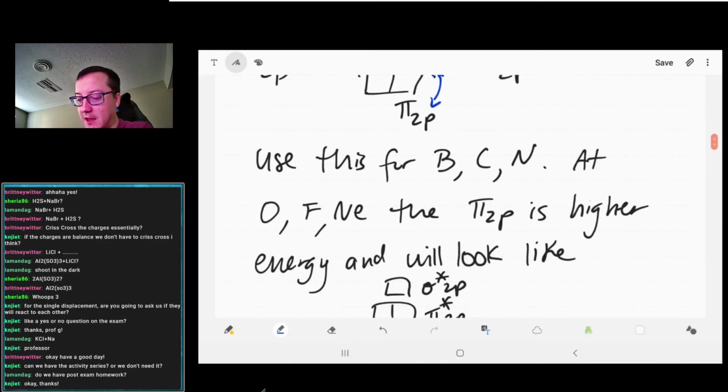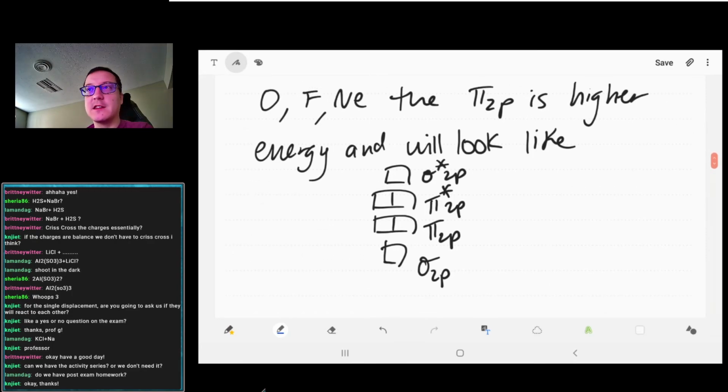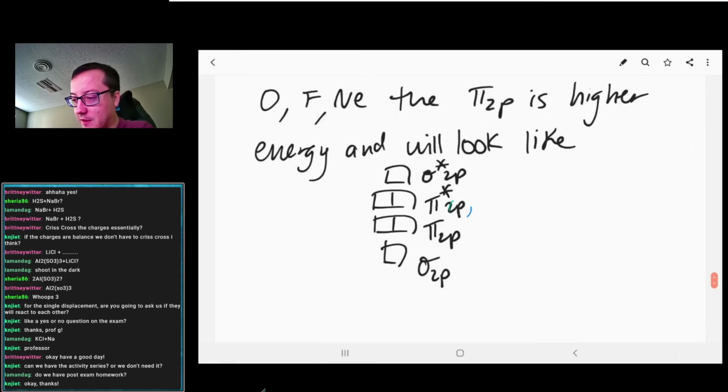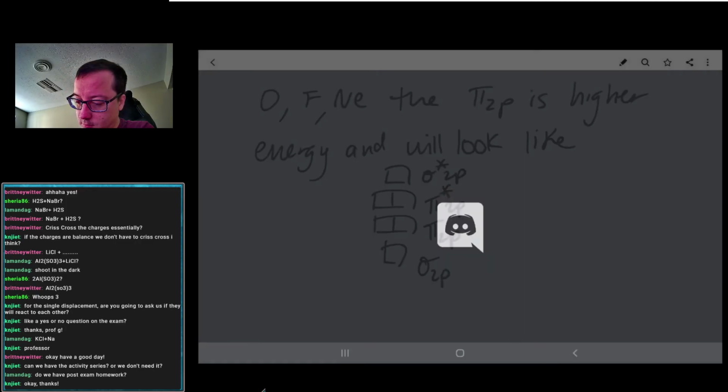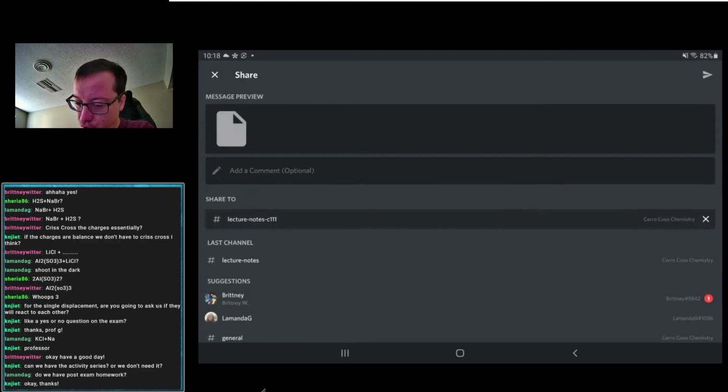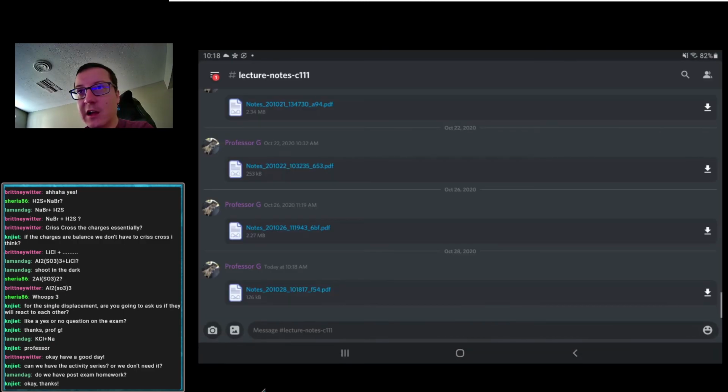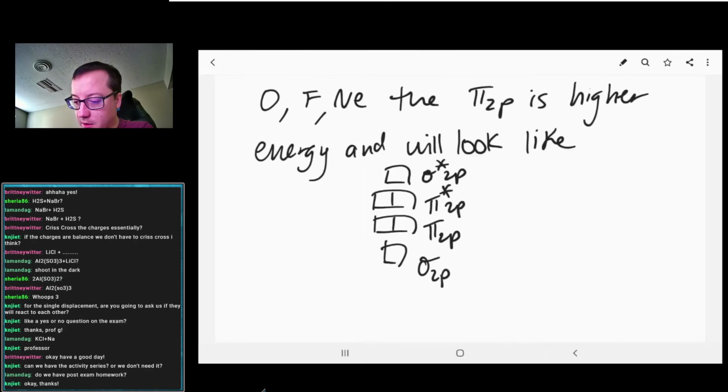Normally, remember, we have our other ones that have sigma as the lowest, and then we go to pi star, sigma star. And that's going to be for your later elements. So we go to the normal one at oxygen and further. Okay, so that's just something to keep in mind for your homework. So I can just drop this in your lecture notes. I put it somewhere in the general notes, but let's put it in lecture notes just in case. Okay, so that'll be there for your homework when you're working on that.